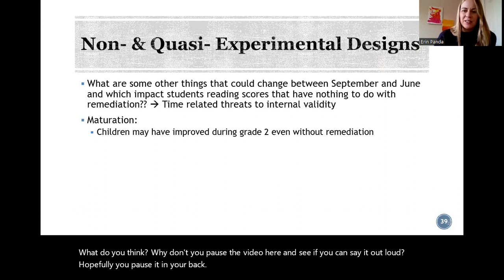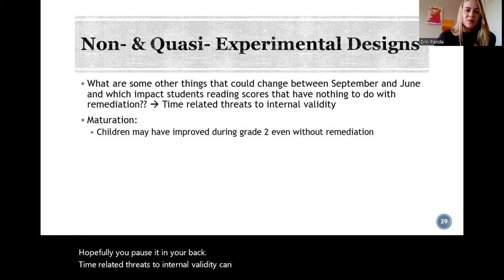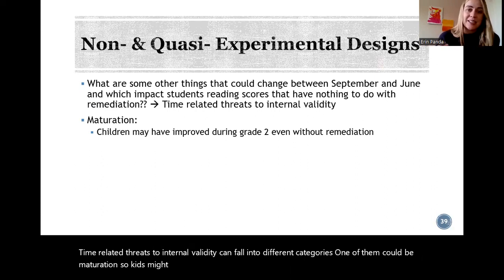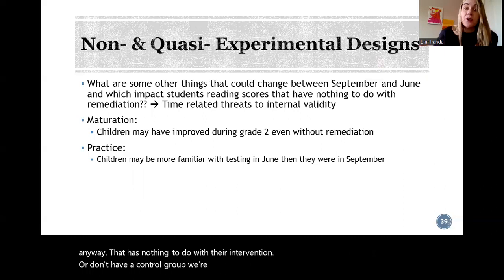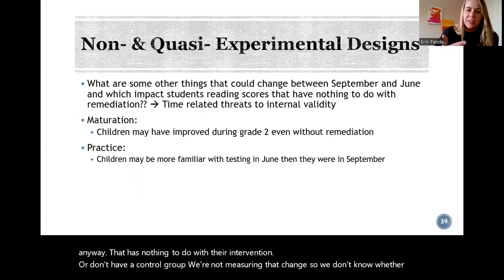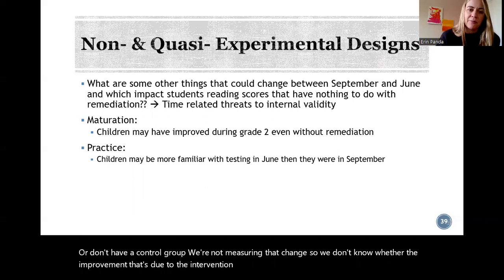Time-related threats to internal validity can fall into different categories. One of them could be maturation. Kids might have improved during the grade 2 year in their reading scores anyway. That has nothing to do with their intervention. We don't have a control group. We're not measuring that change. So we don't know whether the improvement that's due to the intervention is greater than that maturation might have been.